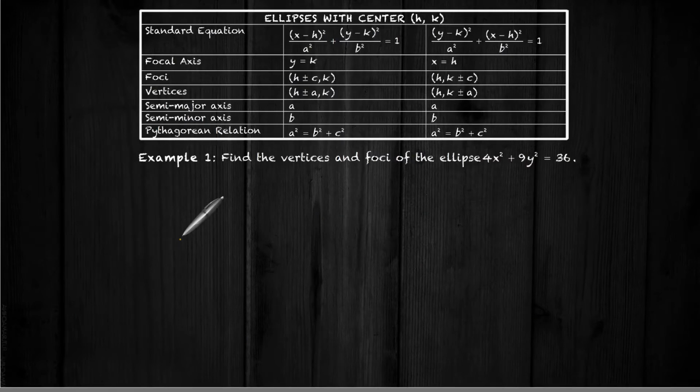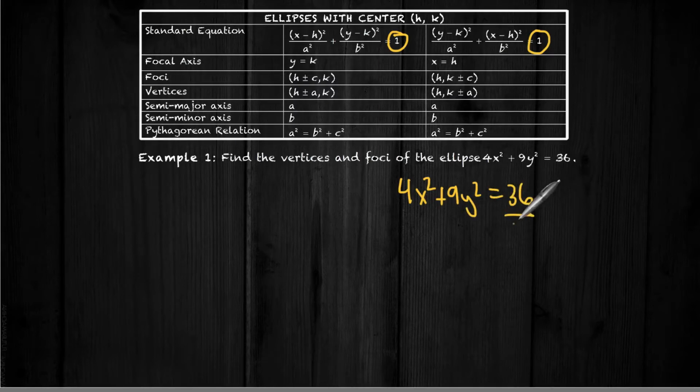Okay, example 1, it says find the vertices and the foci of the ellipse 4x squared plus 9y squared equals 36. I want you to notice here that for the equation of an ellipse, you've got to get it equal to 1 first. So that's your first step. And so all you do is simply divide. If it's not already equal to 1, you just divide by the constant that's on that side. And then you're going to reduce the fractions.